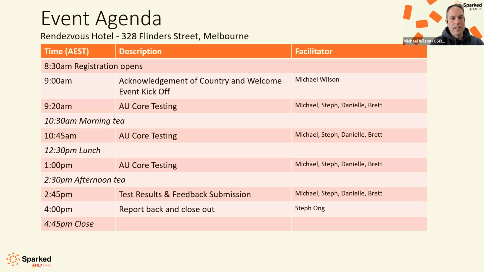We'll have a morning tea at 10:30. It's all catered for. So we'll have morning tea. We'll have lunch at 12:30, and then an afternoon tea at 2:30.